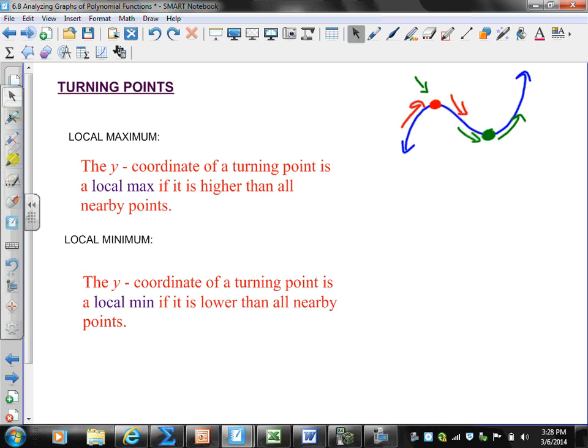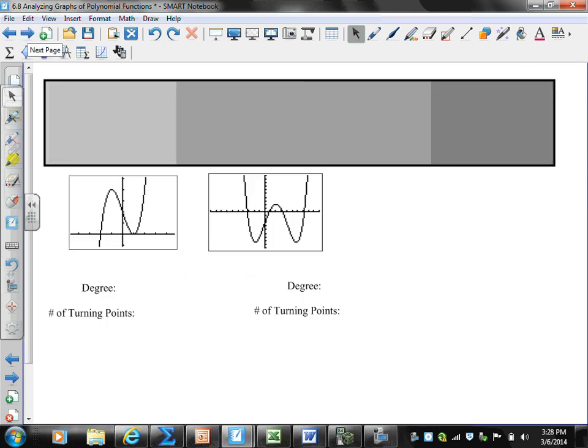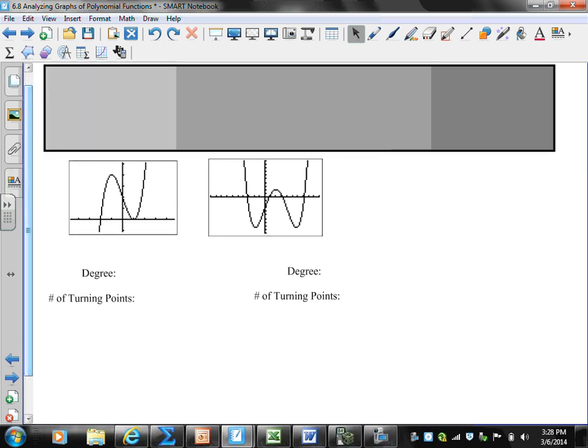So let's take this idea and put it in the context of functions. What I want to do here is a very quick little exercise, and I want us to make a connection between the degree of a polynomial and the number of turning points. What if I told you that this was degree 3, and you should be able to look at this and determine the number of turning points. So first of all, how many turning points are there? Well, there's one here, there's one there, there's 2 turning points.